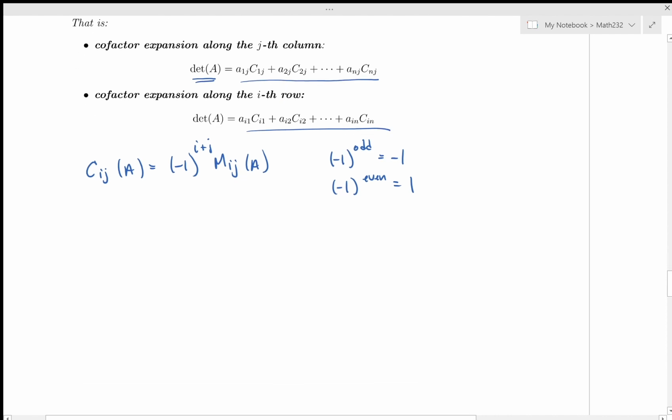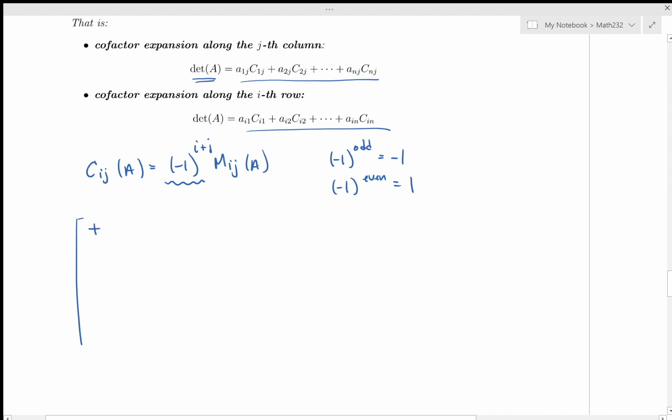So I'm going to draw a matrix of no particular size, and I'm going to notice, for example, this factor here, whether I multiply by -1 or not.